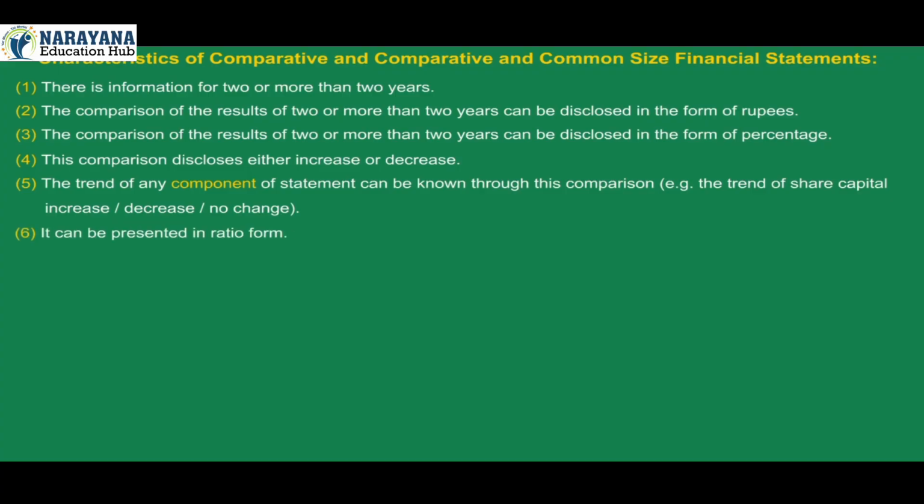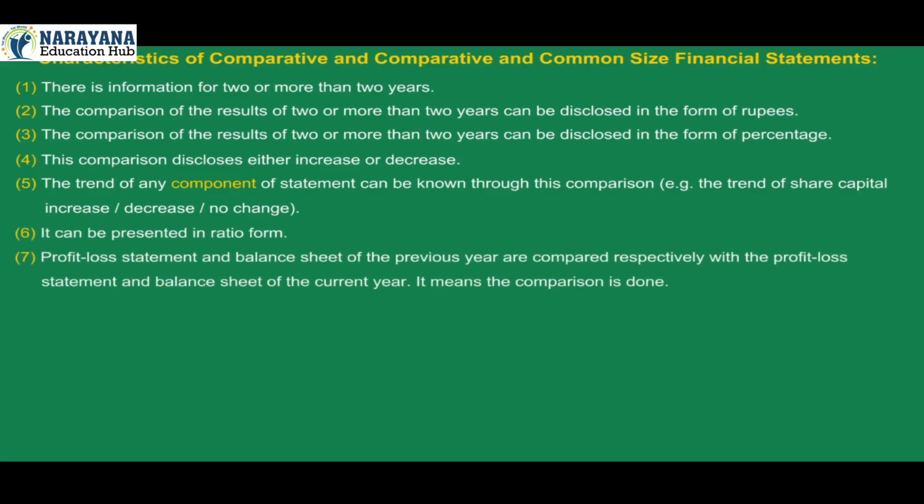6. It can be presented in ratio form. 7. The profit and loss statement and balance sheet of the previous year are compared respectively with the profit and loss statement and balance sheet of the current year. It means the comparison is done. The detailed information of tools of comparison of financial statements is as under.